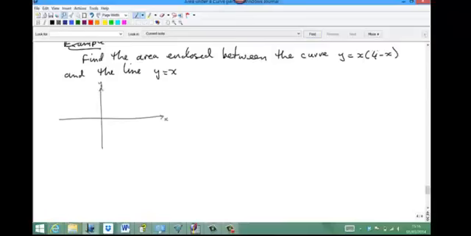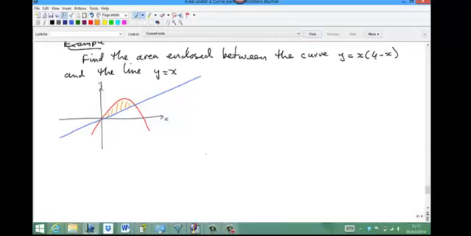x(4 minus x) is a quadratic with negative x squared coefficient, and so it will have a maximum. It will pass through x equals 0 and x equals 4, so it looks like that. And y equals x, of course, is a straight line through the origin with gradient 1. So the required area is the area here between the curve and the line, which is shaded.